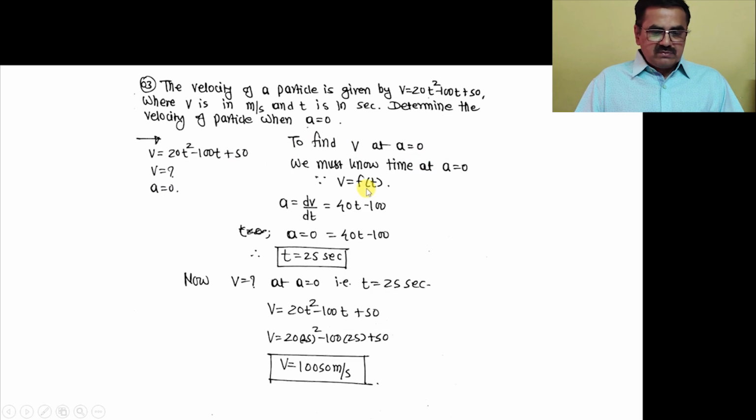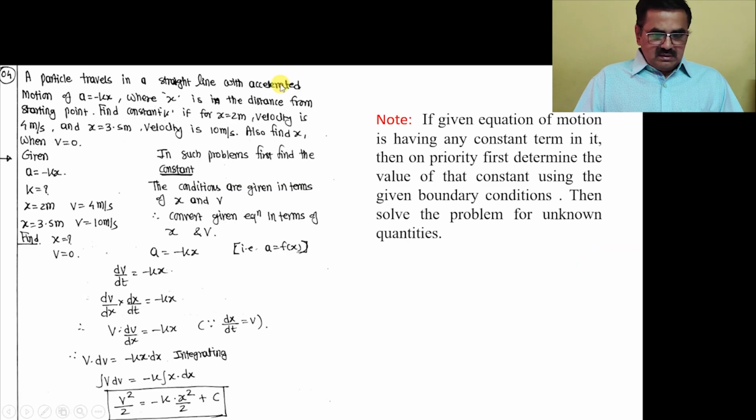Now the given equation is velocity as a function of time t. So a is equal to dv by dt. We know how to calculate acceleration, dv by dt. So taking the first derivative, a is equal to 40t minus 100. Now when a is equal to 0, t is equal to 2.5 seconds. Easily you can solve this equation. And now find velocity at this time t. Then write t is equal to 2.5 seconds in the given equation, and you can calculate velocity at the given time. And this is the next problem.